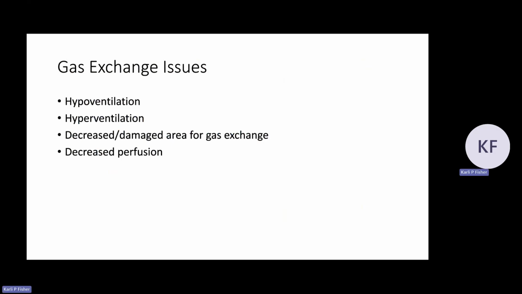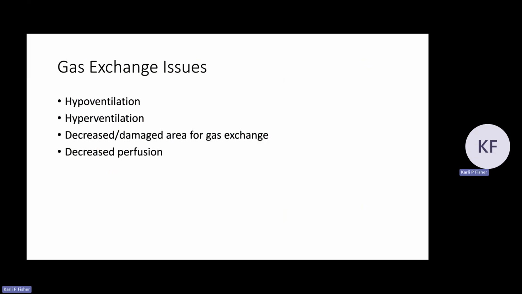Okay, so some of our gas exchange issues, we can really break these down into four major categories. You would have hypoventilation, hyperventilation, decreased or damaged areas for gas exchange, and decreased perfusion. So hypoventilation, break down that word. So hypo means low, right? And ventilation is how we exchange air in and out. It's how many times we breathe in and breathe out.